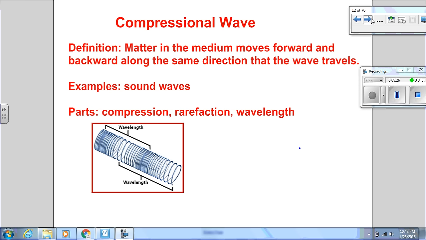An example of this would be a sound wave. And then some parts of a compressional wave are a compression, a rarefaction, and a wavelength. Make sure we record these on our chart. And like I said, we'll go into more detail about these different parts in another lesson.